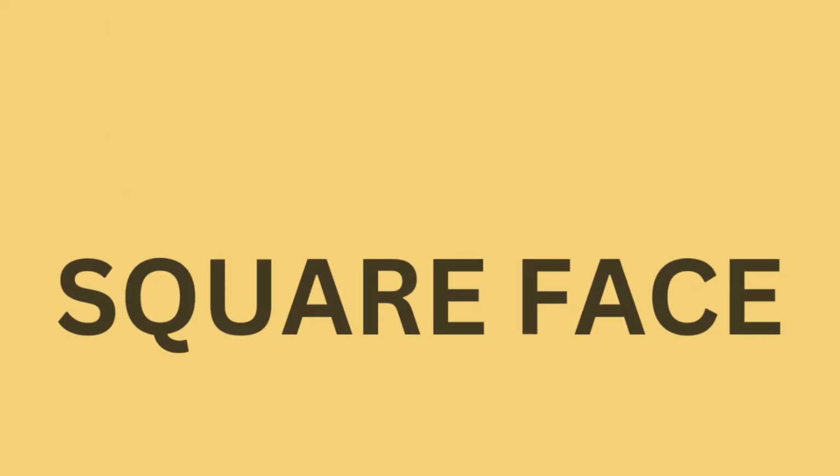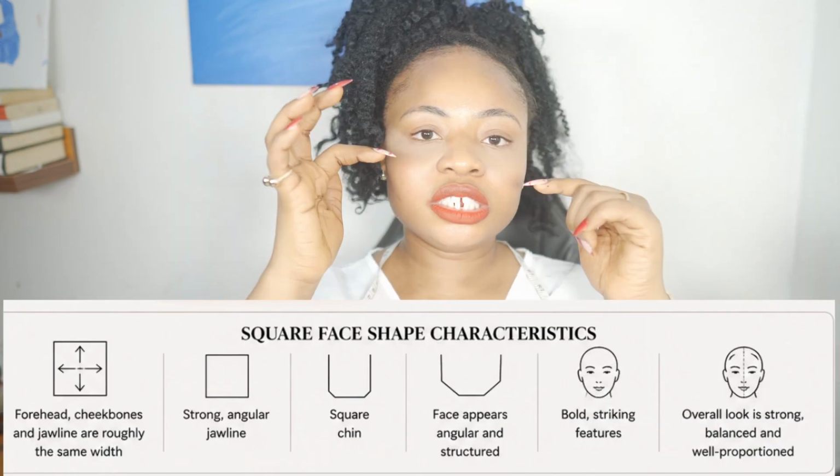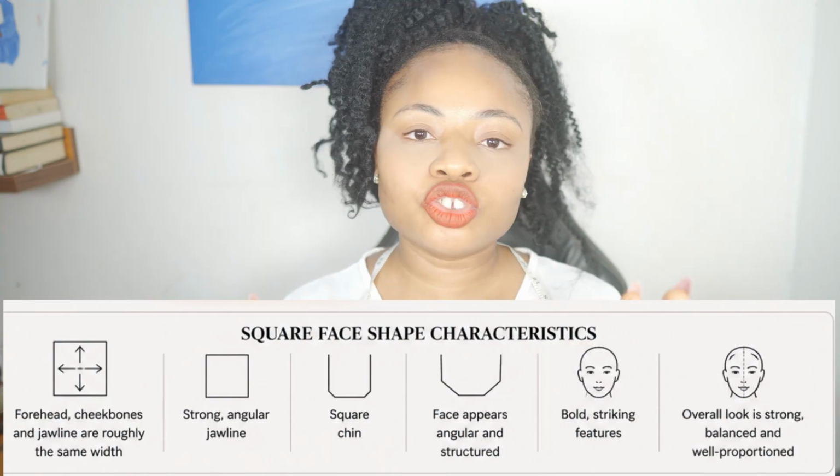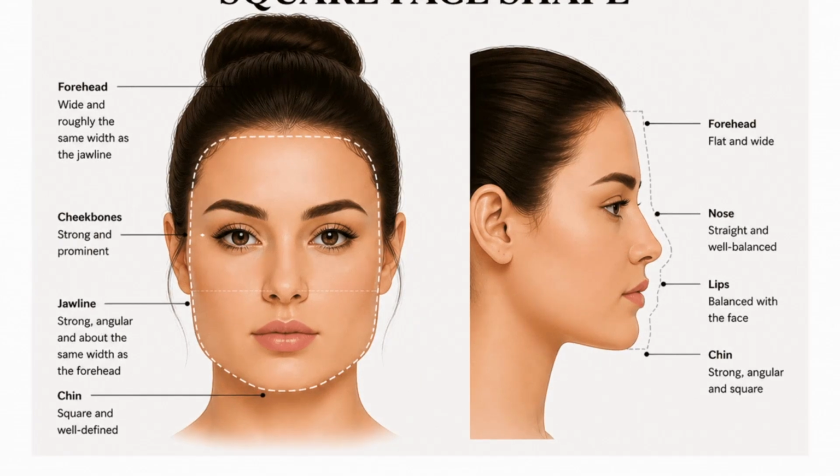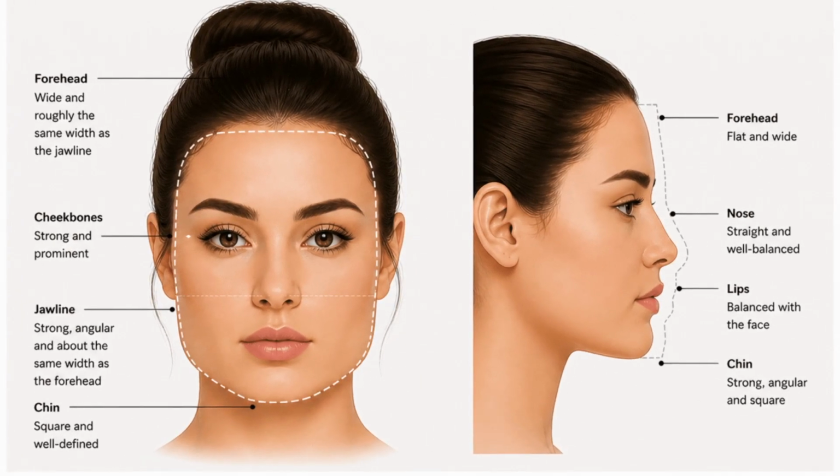The next shape is a square. How do you identify a square face? When it comes to a square face, the forehead width, the cheekbone width, and the jawline width tend to be the same. It's like a perfect square. A square face also tends to have a very strong and angular jawline. You can see a very defined jawline in a square face. The chin is not pointy, it's usually square. The face is not soft, it's very angular and structured. A square face also tends to have very bold, striking features that you can't help but notice. It's just there in your face. All in all, a square is very balanced and proportioned, so whenever you look at them, you can tell that this is a perfect square.